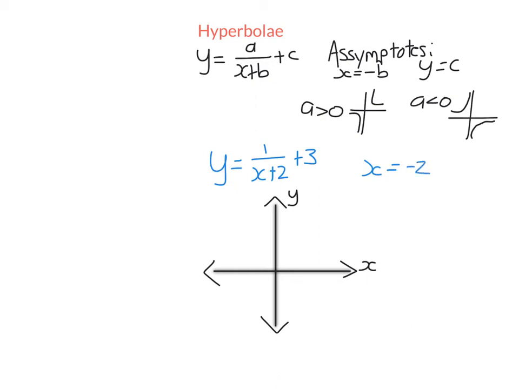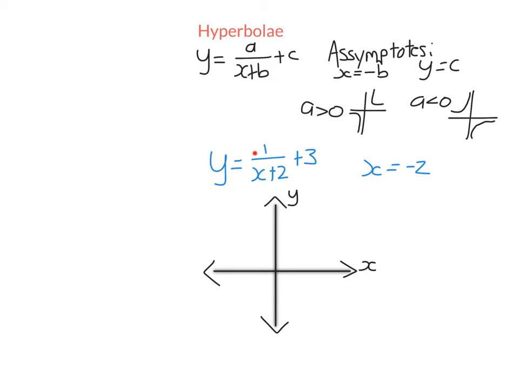So why is this a no-go zone? Well, x cannot equal minus 2, because if I substitute x for minus 2, I get 1 over 0. It's undefined. You cannot divide by 0. So this graph can never have an x value of minus 2. There's also another asymptote.